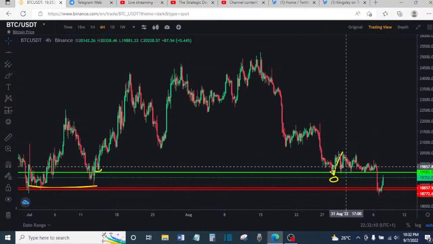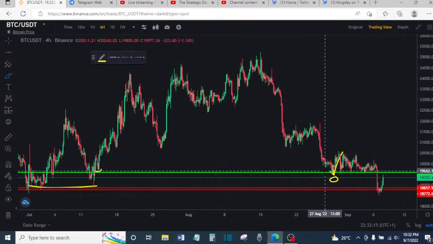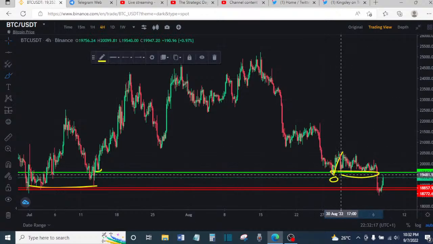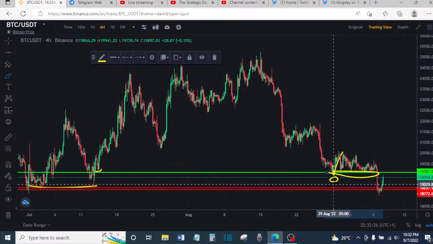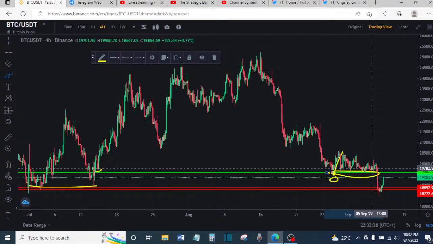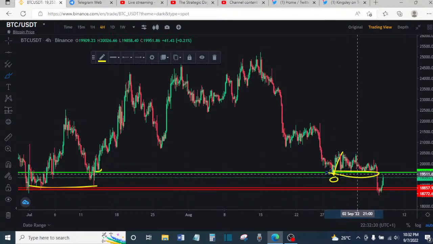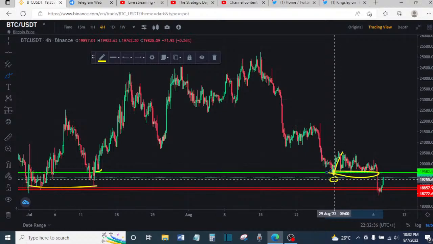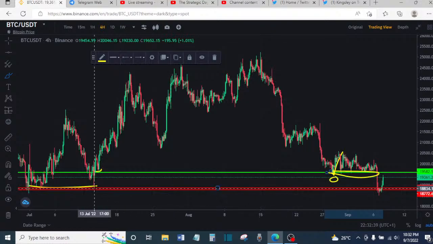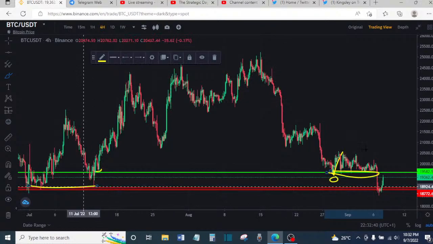And look at what they did. They took out all this area. They took out this structure first, then alongside with the miss. This is the miss, then alongside with the stops that created the miss.